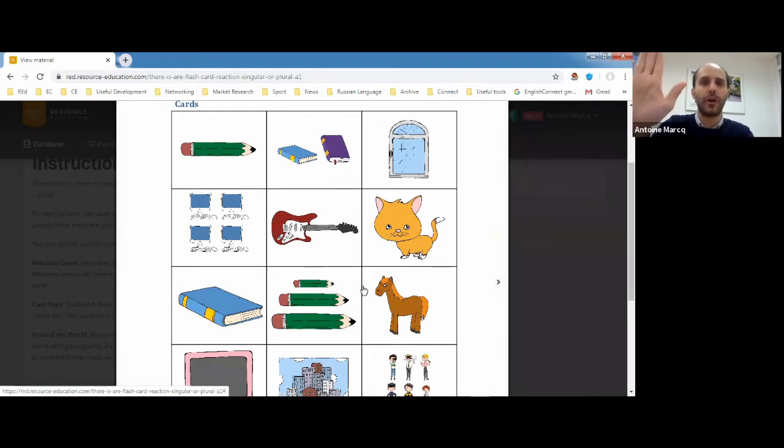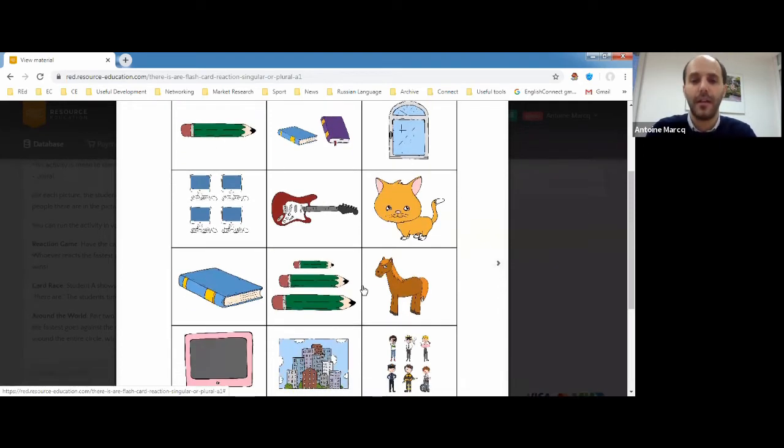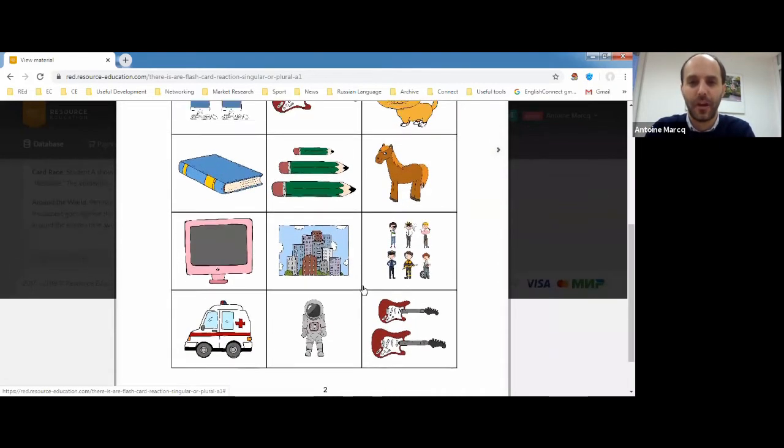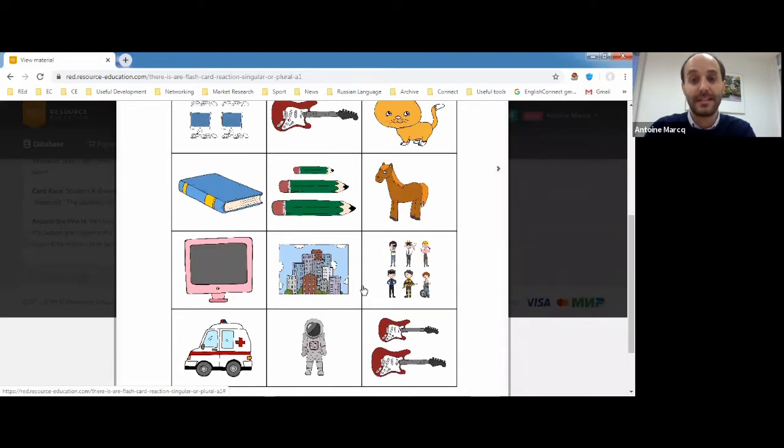So the first card, there's a pencil. The second card, there are two books. The first card, there's a window. There are four computers. There's a guitar. There's a cat. There's a book. There are three pencils. On and on and on like this. All the students have to do is count the items and say there is or there are.